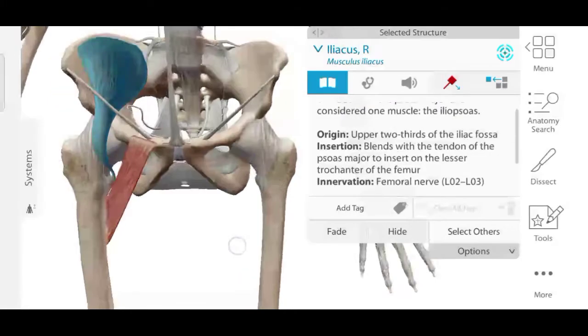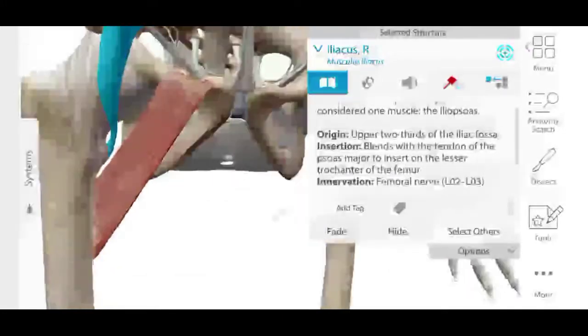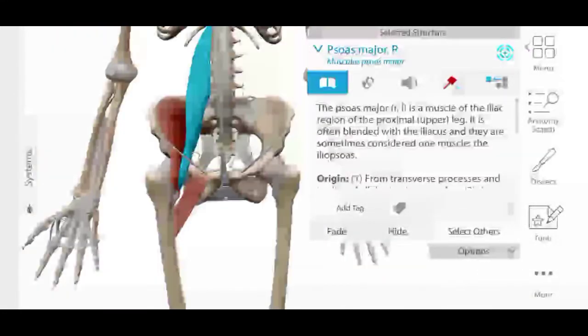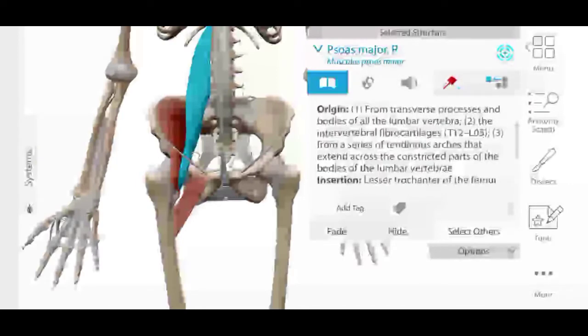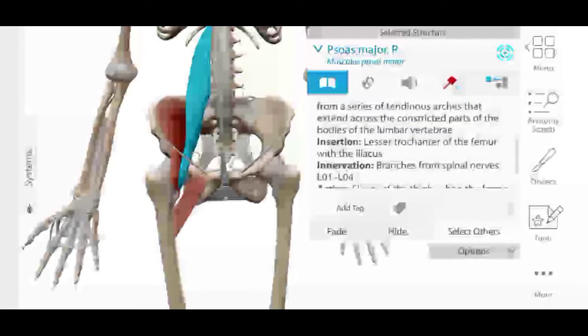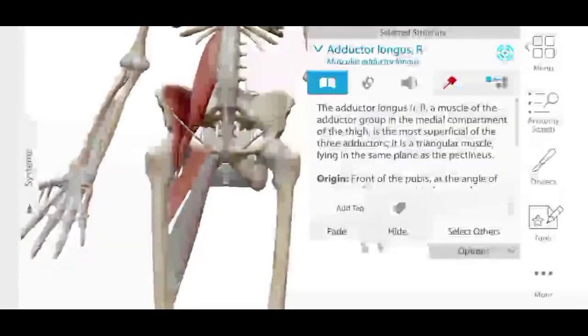Next muscle is the iliacus. You can see the iliacus originates from the pelvic region and extends down to near the neck of the femur. So this is the psoas major muscle. It is a very long muscle that originates from the transverse processes of the vertebral column, which we will study in detail when we are discussing the posterior surface of the abdomen.